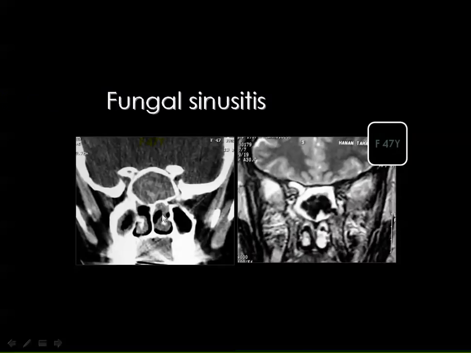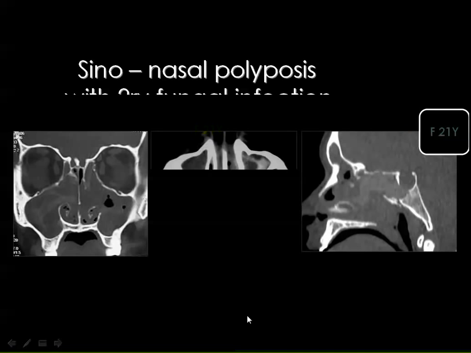Then if you look here, this is total opacification of the sphenoid sinus, you are not sure to say that this is due to fungus, but on MRI T2-weighted image, you see this very dark signal indicates the presence of fungus, and the surrounding bright signal is due to the ordinary secretions of sinusitis.